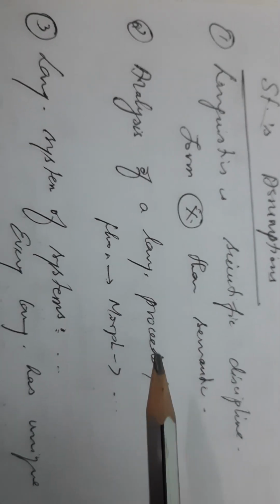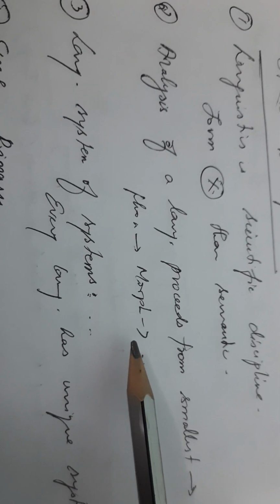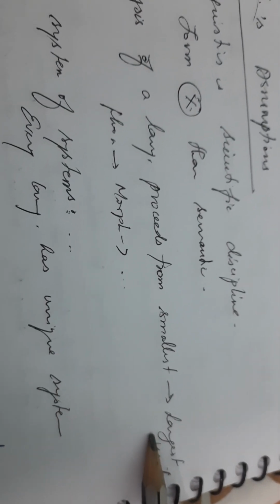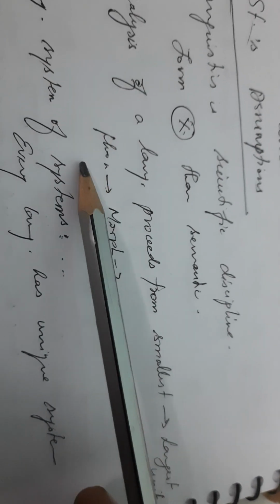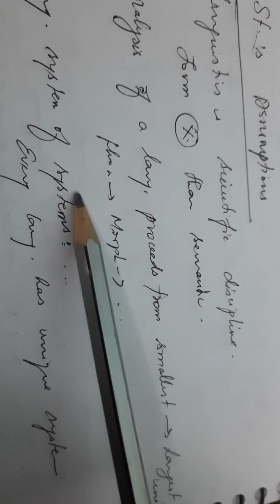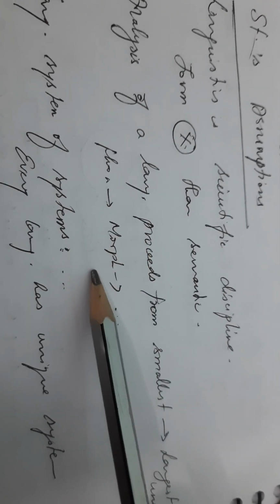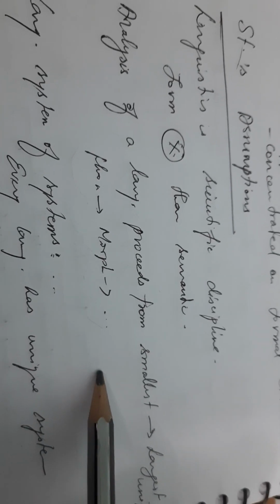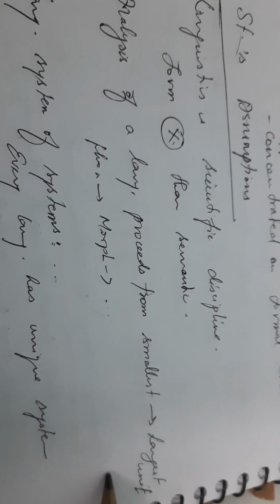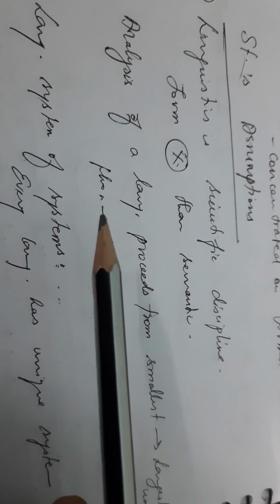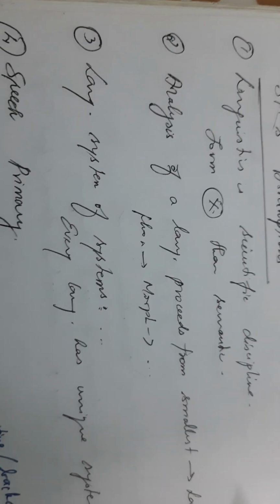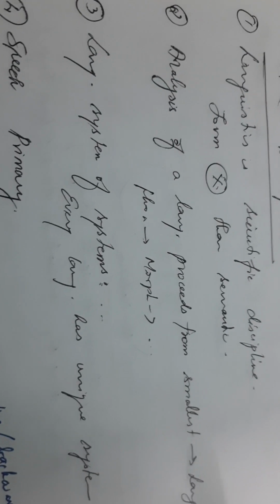Then the next point is that the analysis of language proceeds from smallest to largest. Meaning that we have to start analyzing the phoneme, and then jump to morpheme, and then to word, and then from word to phrase, phrase to class, class to sentence. So that is what proceeds from smallest to largest. This is actually the type of analysis made by descriptive grammar.